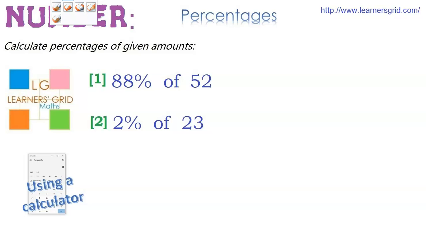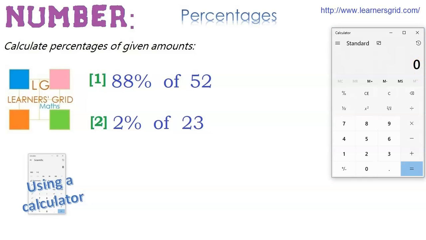So we're going to be looking today at calculating percentages of given amounts. And we have here 88% of 52, and number 2 down here we have 2% of 23. But we're going to make it a little bit easier because we're going to be using a calculator to help us. So let's look at the first one, 88% of 52.